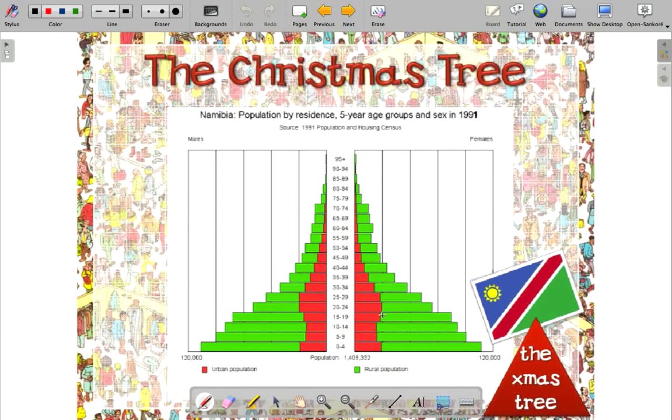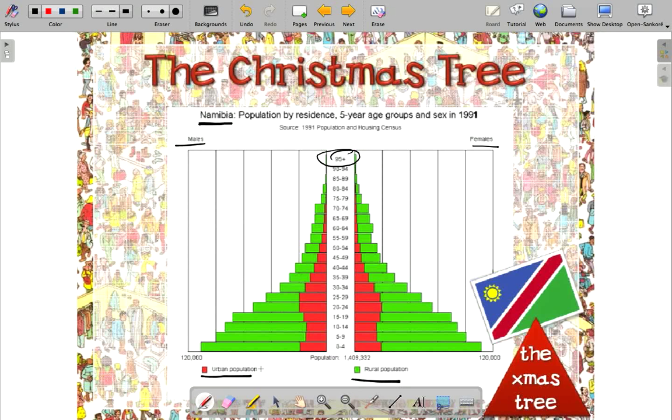All right, let's look at some specific countries. This country is Namibia. Namibia is in Africa. Let's look at the graph. So again, here's the males, females. This one, the graph goes up to 95 plus instead of 80 plus, and it gives us a little bit more information.